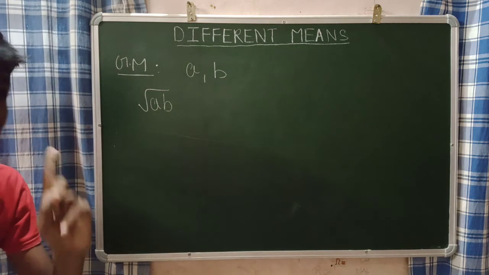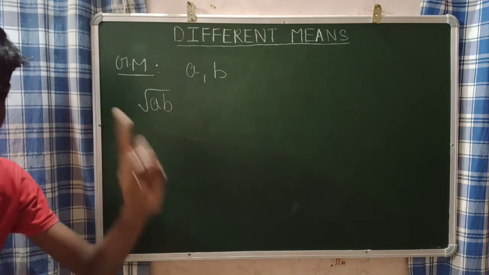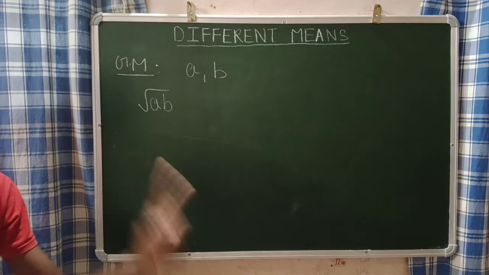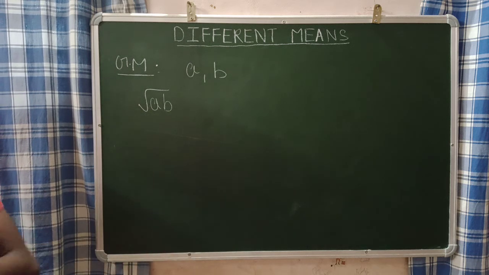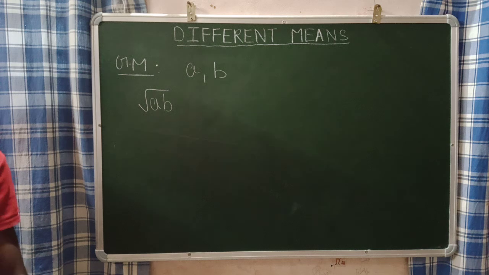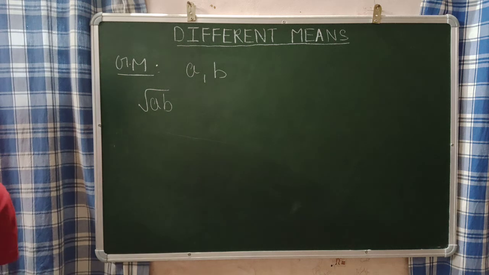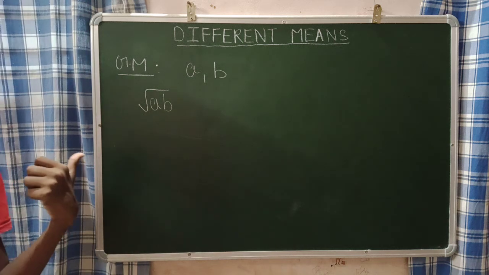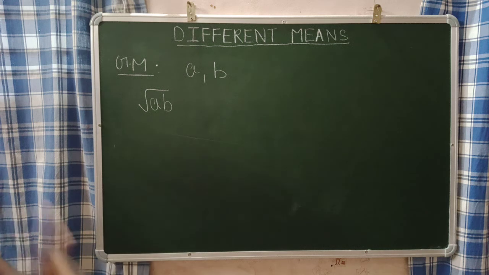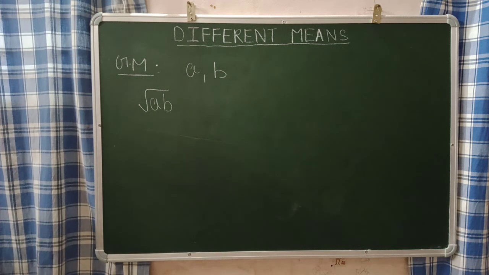Geometric mean of two positive numbers. Be careful. I did not say non-zero numbers. I did not say negative numbers. I did not say integers itself. I just said two positive numbers. That is very important when you are considering geometric mean. Two positive numbers, please hear it carefully. Two positive numbers a and b.